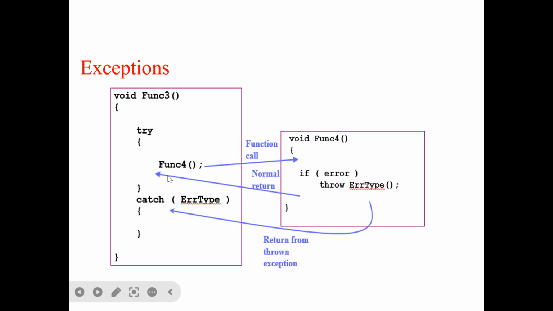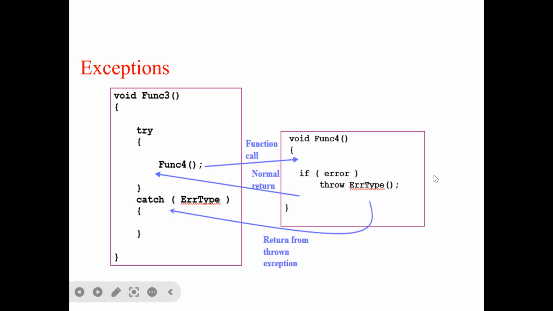Function 4: when function 4 gets called, if an error occurs, it throws an exception. The control flow jumps to the catch block. So if the error occurs, the throw will be enabled, and the catch will get the control. This block catches the exception thrown by function 4. It allows you to handle the error gracefully, potentially by providing an alternative solution or cleaning up resources.